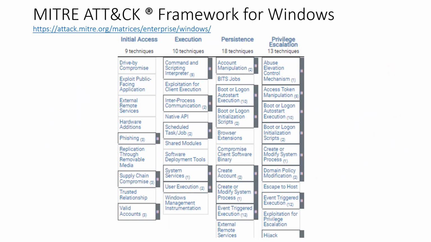Here's a screen capture for just a portion of the matrix for Windows systems. Techniques that are applicable to other operating systems will have been removed from the overall enterprise matrix seen in the previous slide. Each technique shown is a link that will allow you to drill down to obtain more information, such as more details for specific examples of the techniques, mitigation strategies for how to negate the impact of each technique, detection strategies, which will aid in the identification of an instance of the technique being used, and additional references in case more information is desired.